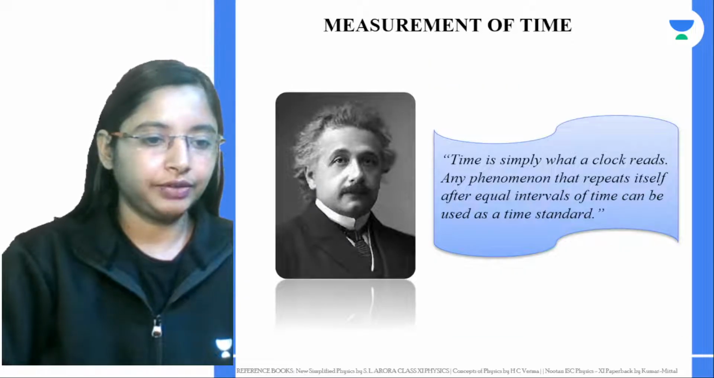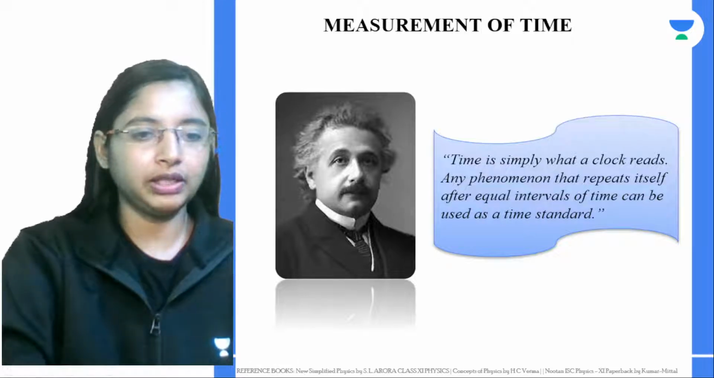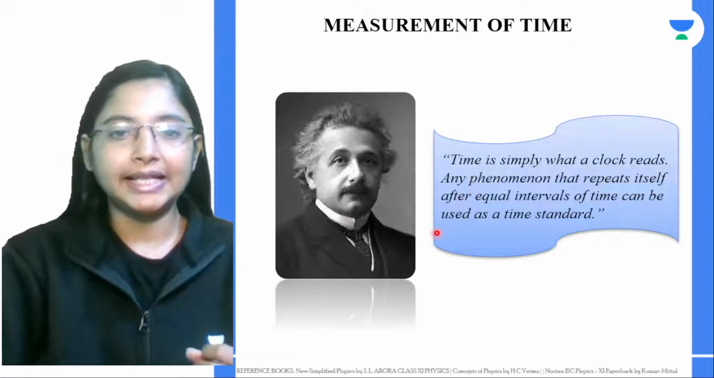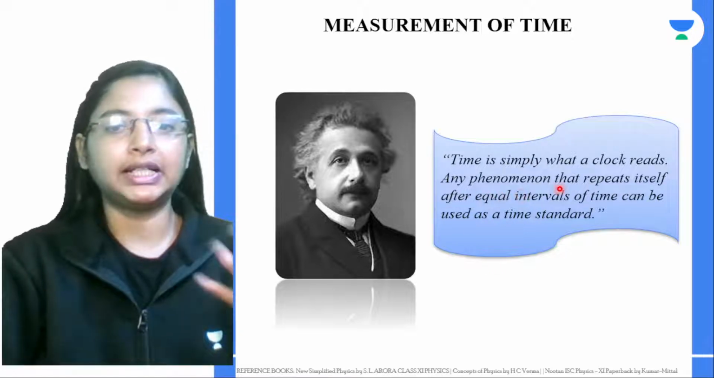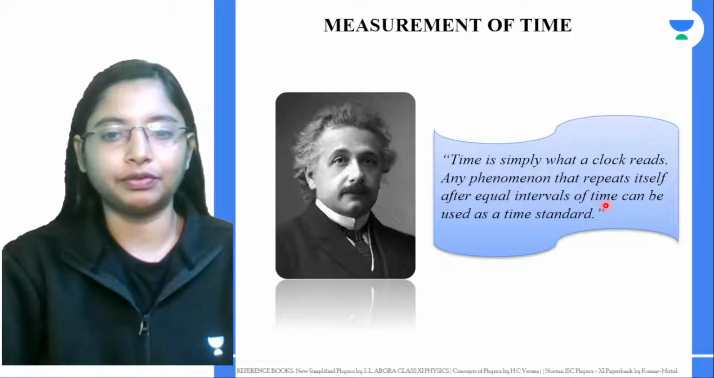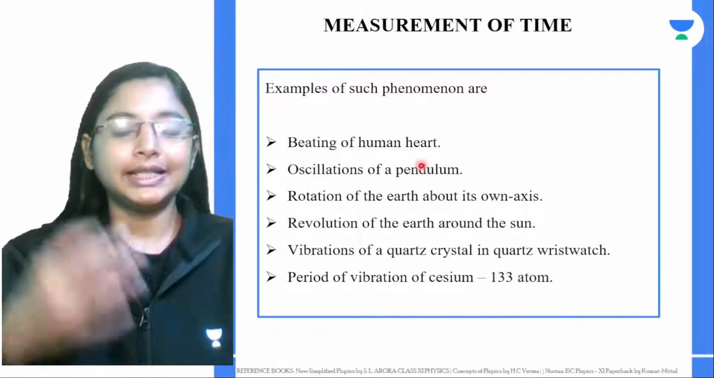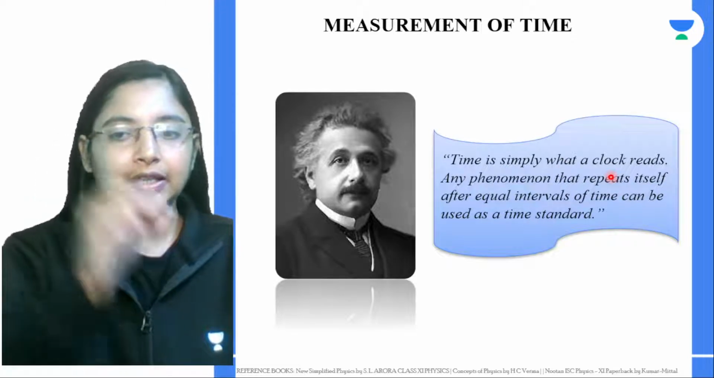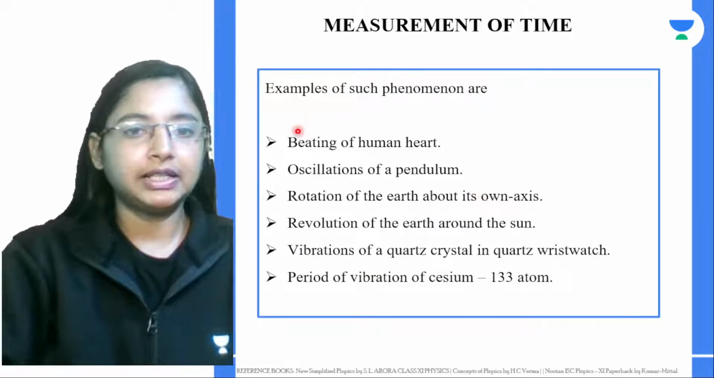Now let's begin the topic. We started this with the topic of measurement, or measurement of time. That is the only thing from physical units which was left out. According to Einstein, time is simply what a clock reads. Any phenomenon that repeats itself after equal intervals of time can be used as a standard of time. For example, your heartbeat: this is a phenomenon that gets repeated at equal intervals of time. This is an example of measurement of time, the beating of a heart.